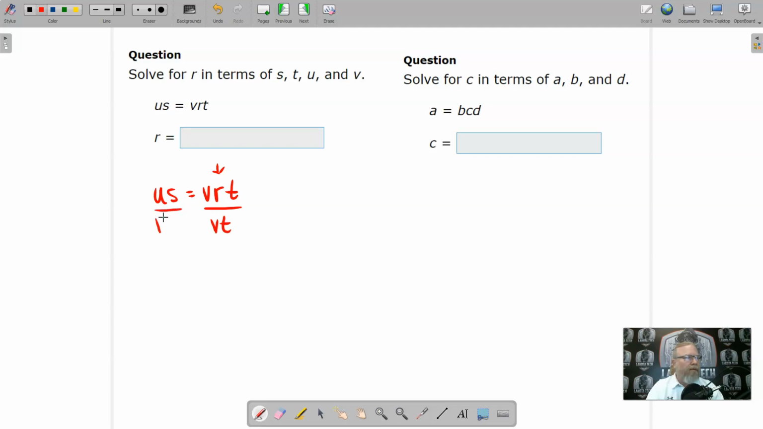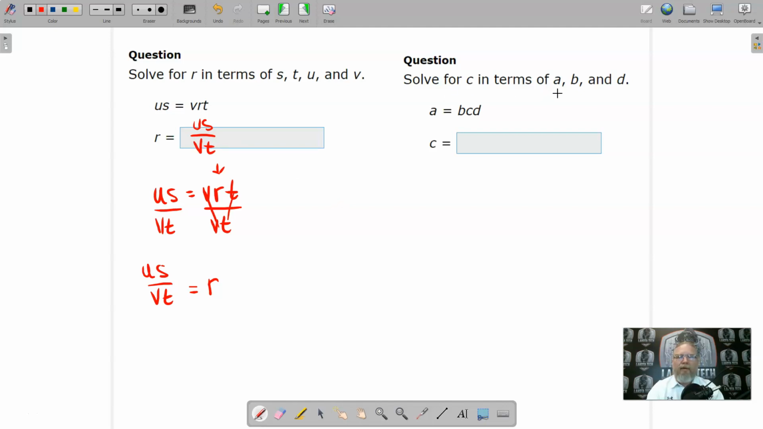What we do to one side, we're going to do to the other. And the v's will cancel each other, the t's will cancel each other, leaving us with just the r on the right. And we have on the left us divided by vt. So our answer is r equals us divided by vt.